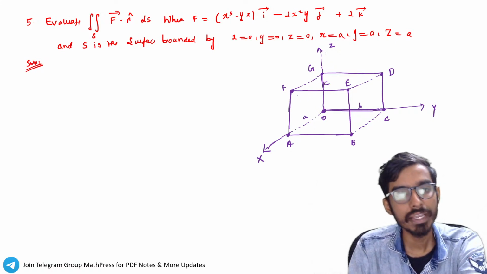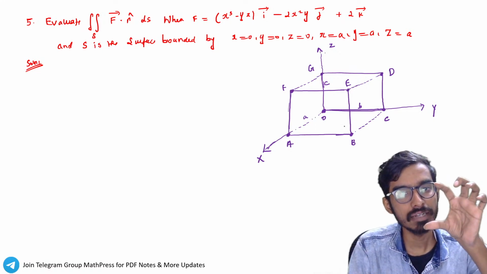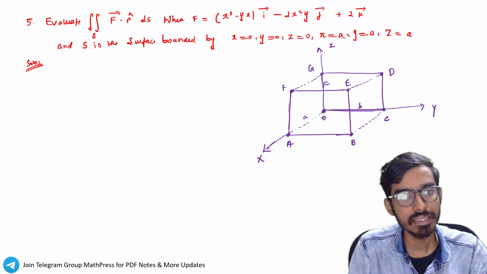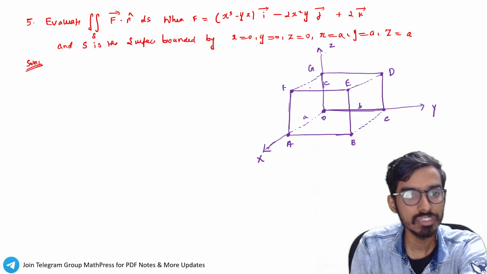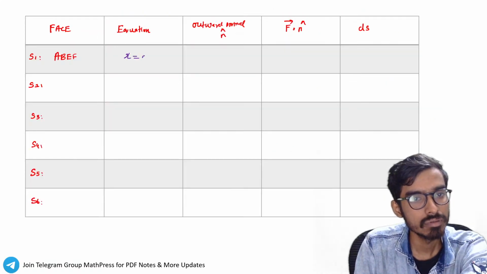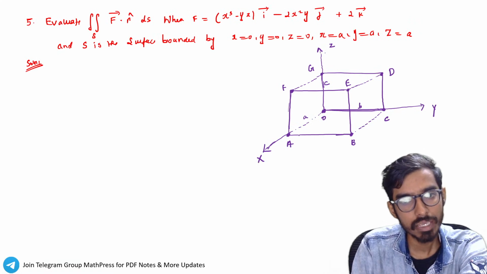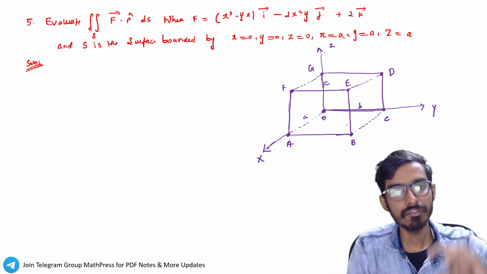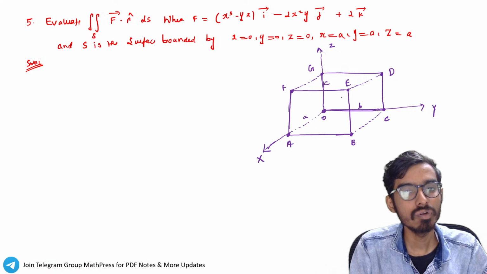Now you can see that this plane, you only see this rectangle, right? This plane is perpendicular to the x axis at a distance of A. So this is nothing but x is equal to A, right? Is it clear? So this A, B, E, F is the front face which is perpendicular to the x axis, and it is at a distance of A. So that means it will be x is equal to A.